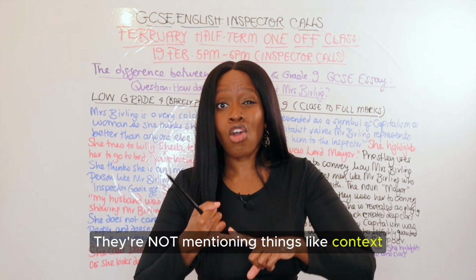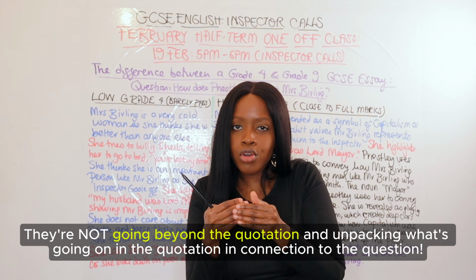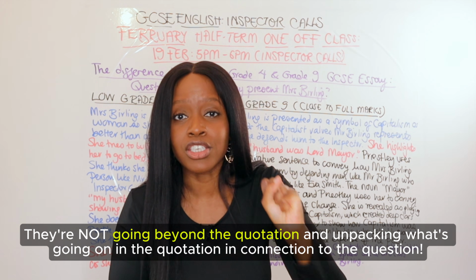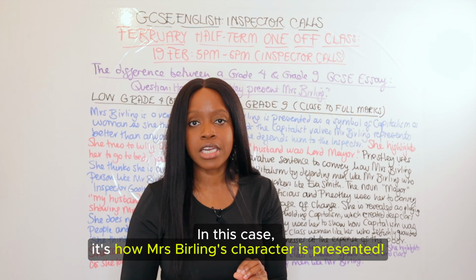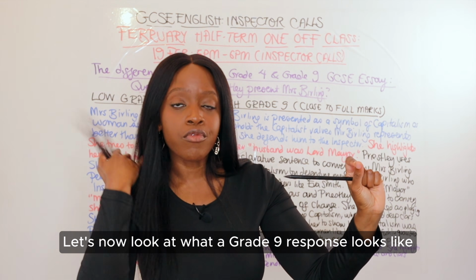They're not going into any level of analysis. They're not mentioning things like context. They're not mentioning things like symbols. And they're not going beyond the quotation and unpacking what's going on in the quotation in connection to the question. In this case, it's how Mrs. Birling's character is presented. Let's now look at what a grade 9 response looks like.